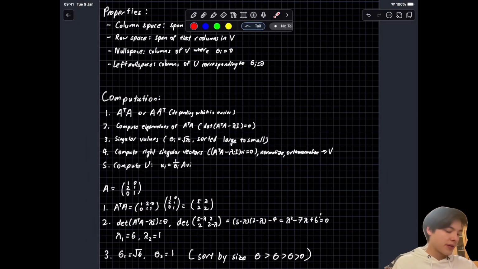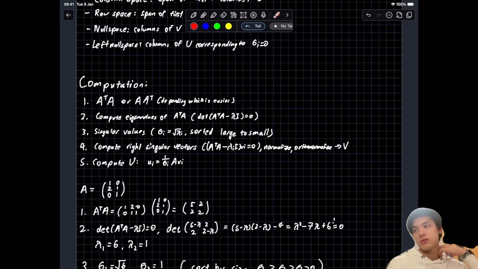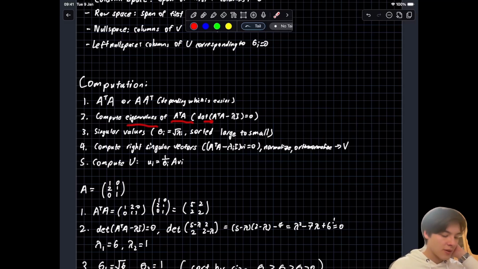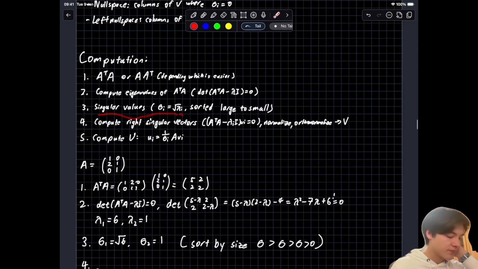So how do we compute this? We compute either A^T A or A A^T, depending on which is easier, usually whichever is smaller, though maybe the larger can be easier, but whatever. Then we calculate the eigenvalues of this, which means the determinant of this minus lambda identity equals 0. With that, we calculate the singular values, which is just the square root of them, and then sort them from large to small.